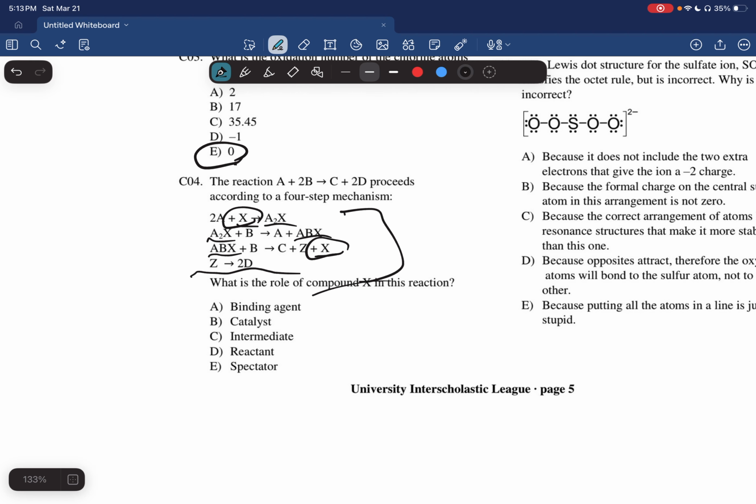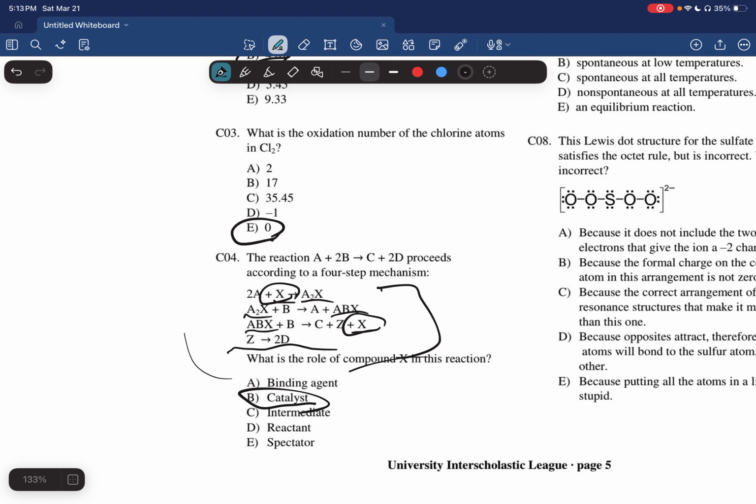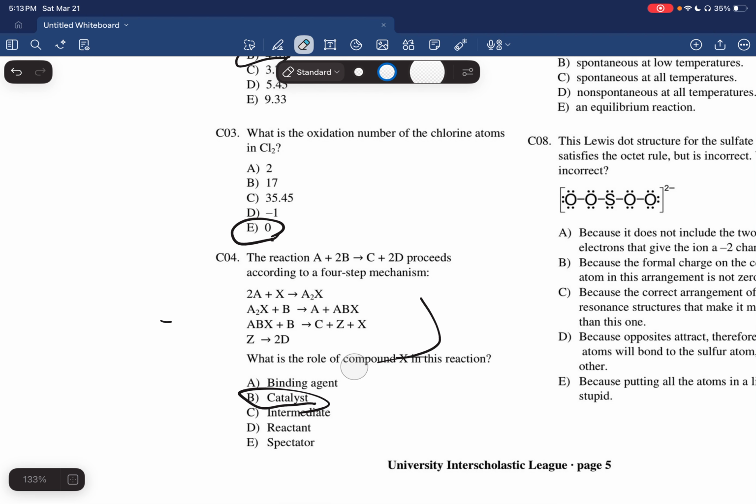And so that means it's just used and regenerated again. And when a substance participates in the reaction but ends up unchanged overall, that's just the definition of what a catalyst is. So we kind of have 2 definition questions in a row, but they're pretty easy, so I'm not complaining.